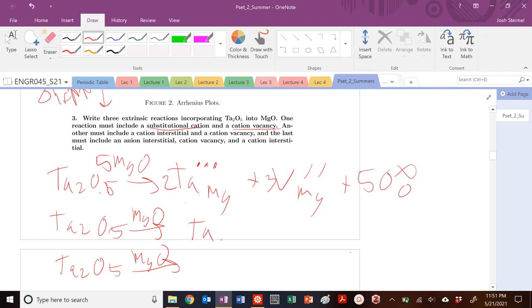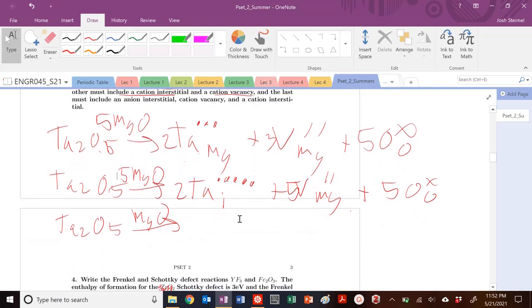Another one, cation interstitial. So Ta, I'll put it on the interstitial side, so that's going to be 1, 2, 3, 4, 5. So cation interstitial and a cation vacancy. Again, I can only create vacancies in my host, so I need this to be 5 here, I need this to be 2 here. That's going to leave me again with 5 other oxygens, and I'm going to put a 5 here.